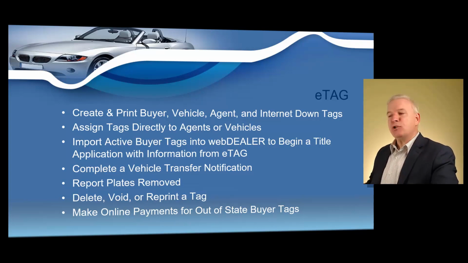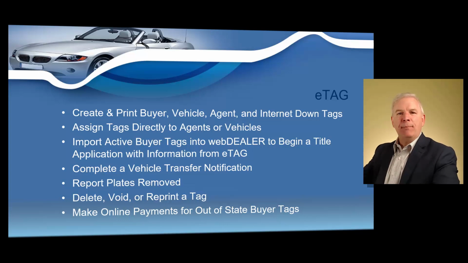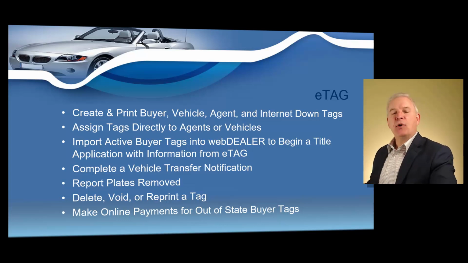So, I'm going to show you here how you're going to be able to print these up right from your dealership, and they'll be able to be assigned to specific vehicles. And the great thing about this, all this information can be imported from either eTag into Web Dealer or Web Dealer back into eTag. So it's going to allow you basically to create, maintain, and print your buyer, vehicle, agent, and internet down temporary tags, and it assigns the tags directly to the agent or the specific vehicle. You can also import your active buyer tags into Web Dealer to begin the title application with information that you're inputting here. So it's all automated.